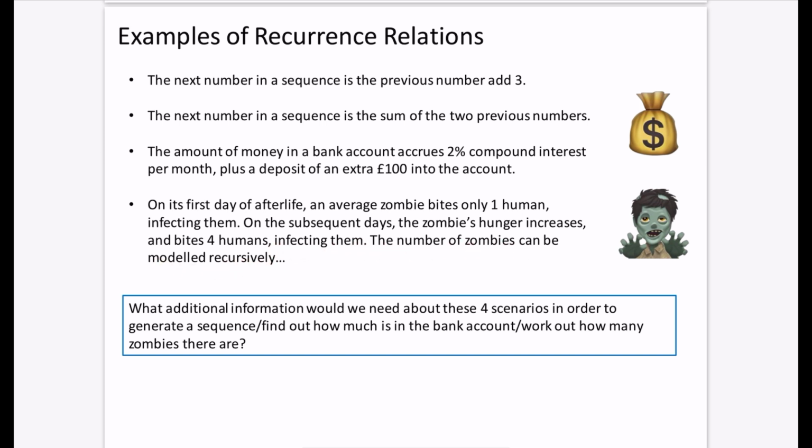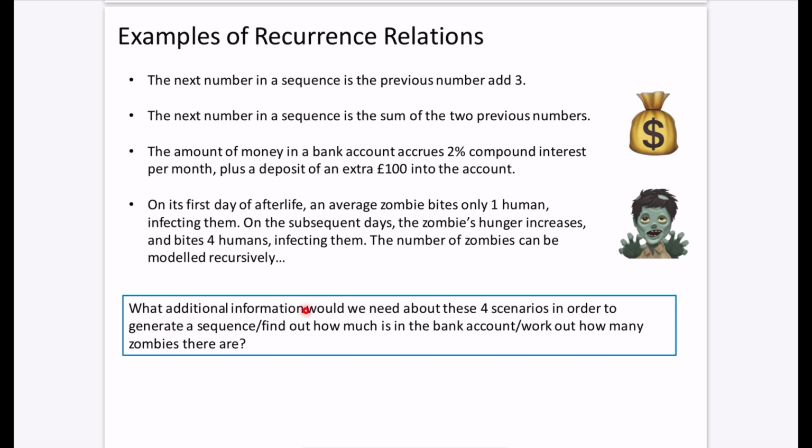So all zombies on their first day of having become a zombie only turn 1 human into a zombie. But then in the subsequent days, they are attacking 4 humans each. So you can see the population of zombies is going to get pretty high pretty quickly. More complex versions of this model might also depend on how many humans there are left over, because that might change some of the rates of how many humans they would be attacking.